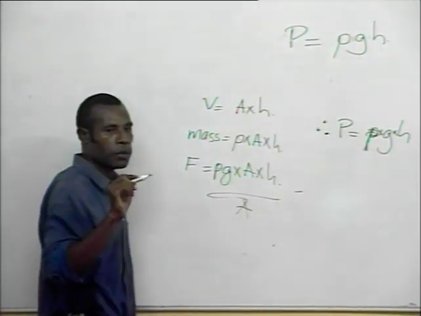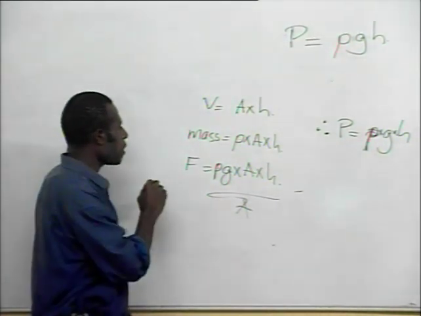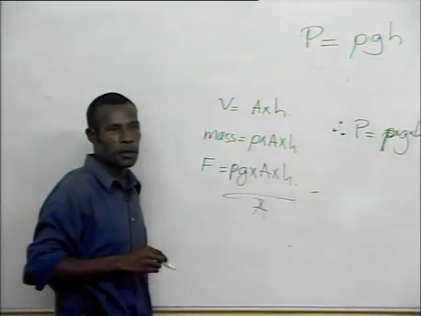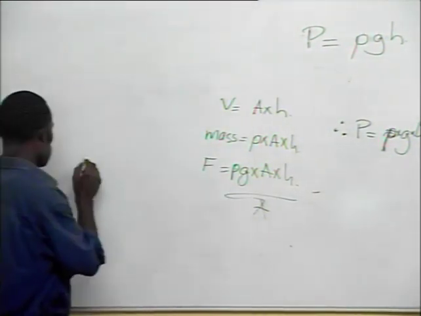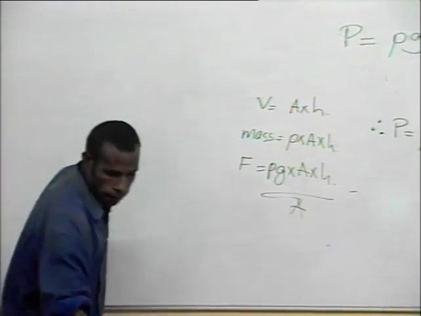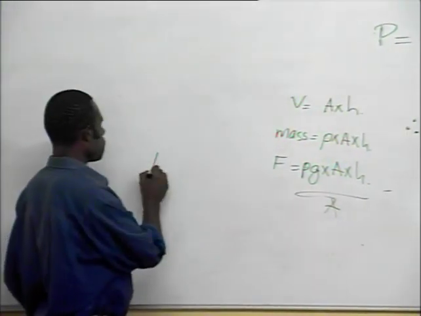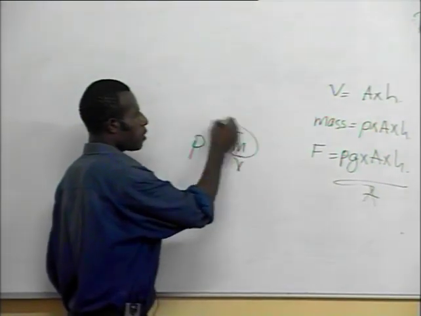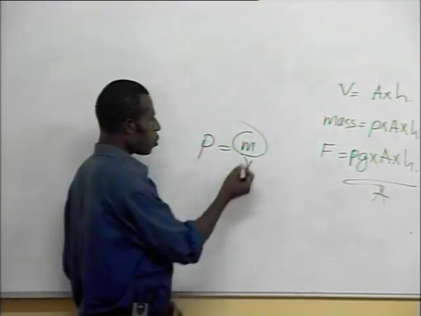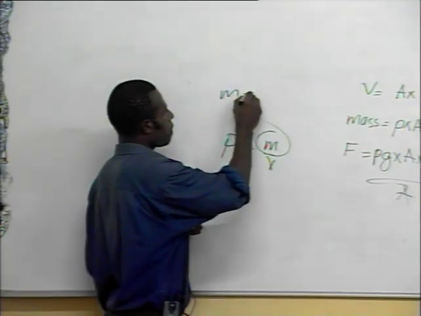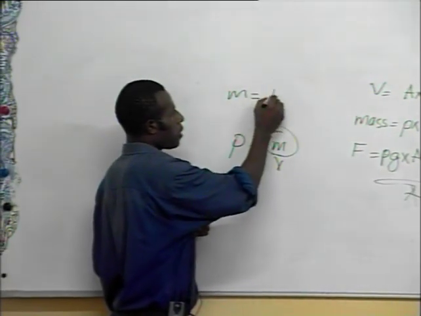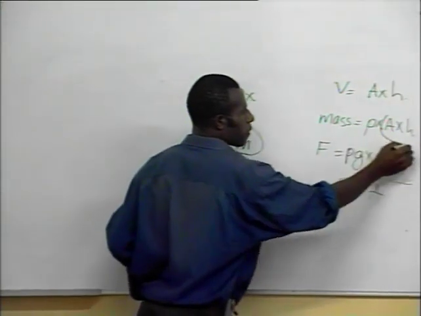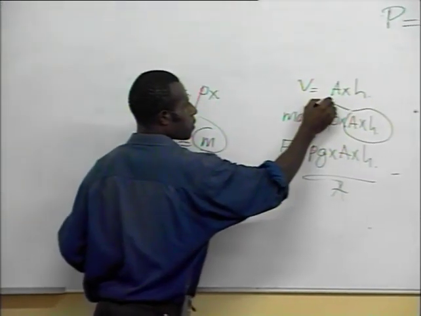But again, when you were discussing density, you were given a formula: density equals mass over volume. This time you are trying to find the mass, so mass equals density times volume. This volume is taken from this one.